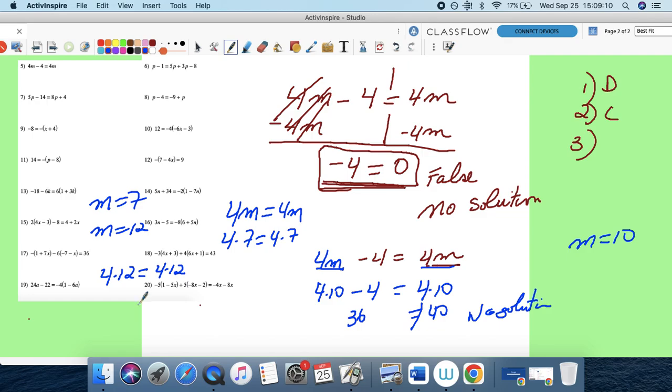So in this case, every single number in the world would make that equation true, because it doesn't matter, right? You're doing the exact same thing on the left side and the right side. But over here, although it looks the same, on the left side, after you multiply m times 4, you have to subtract 4. So the left side will always be 4 less, okay? And it's never going to equal the right side. Okay, so for number 5, the answer is no solution.